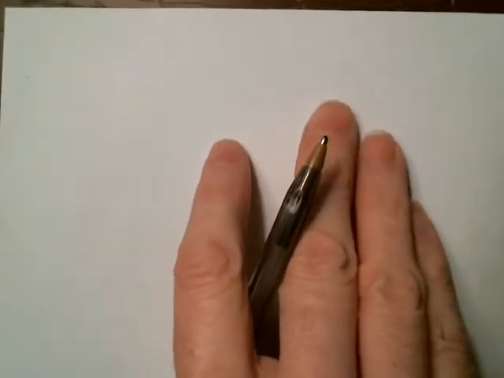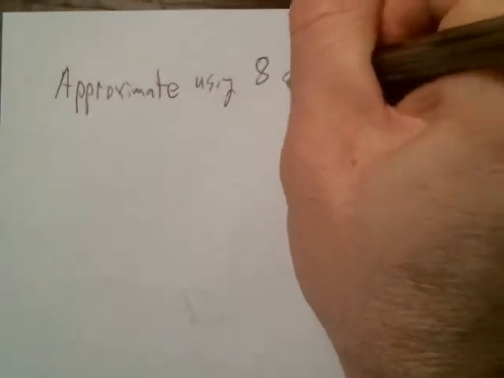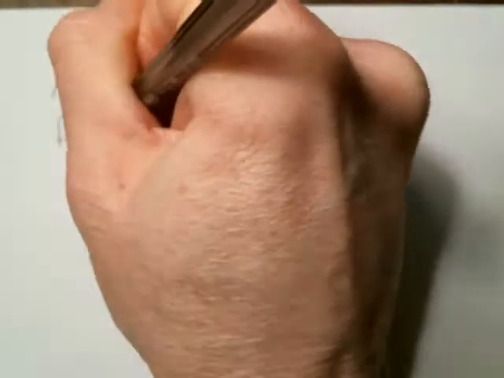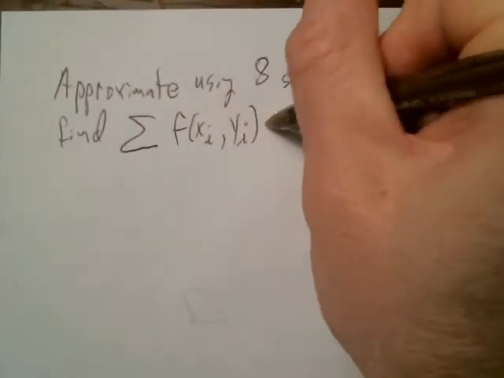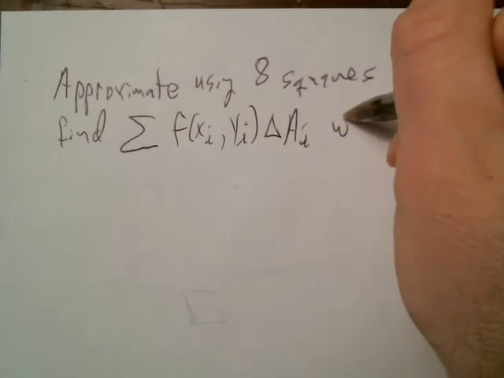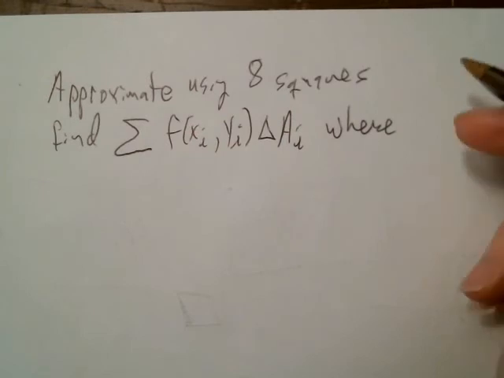Okay, so we want to try one of those, and I think there's one in the My Open Math. There's a video associated with that problem in My Open Math, so you probably want to watch that video as well. Anyways, in this problem we want to approximate using 8 squares and find the sum of f of x sub i, y sub i times change in A sub i, where the x sub i, y sub i's will be the center of the squares.